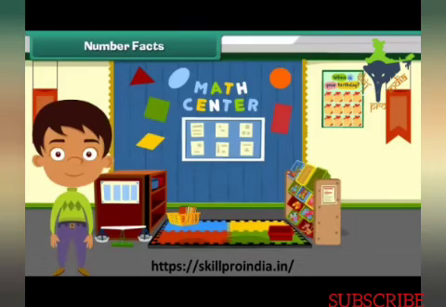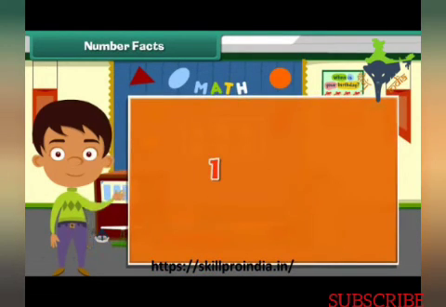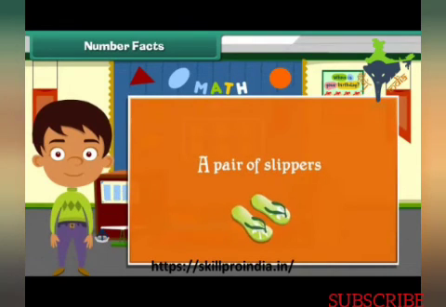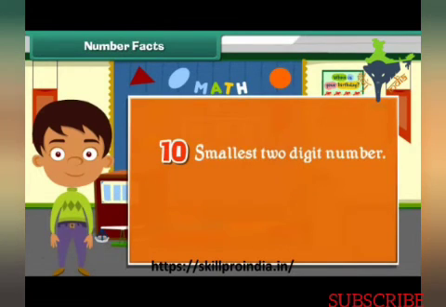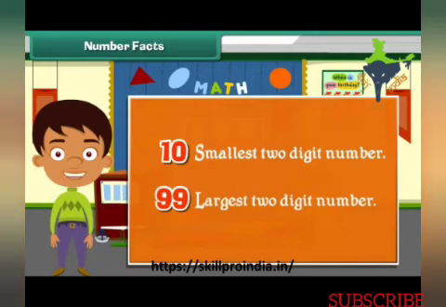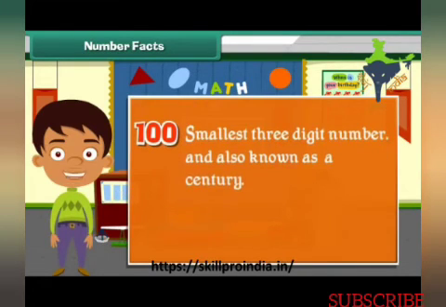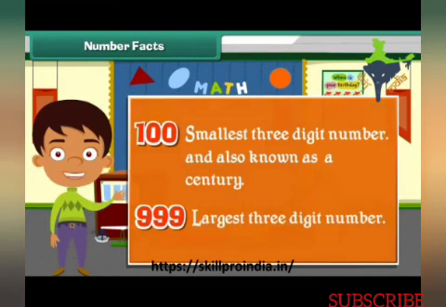Number facts. Each number has an interesting fact associated with it. Let us know more about them. Number 1 is known as the ace number. A pair is a group of two objects. 10 is the smallest two-digit number. 99 is the largest two-digit number. 100 is also known as a century. 100 is the smallest three-digit number. 999 is the largest three-digit number.